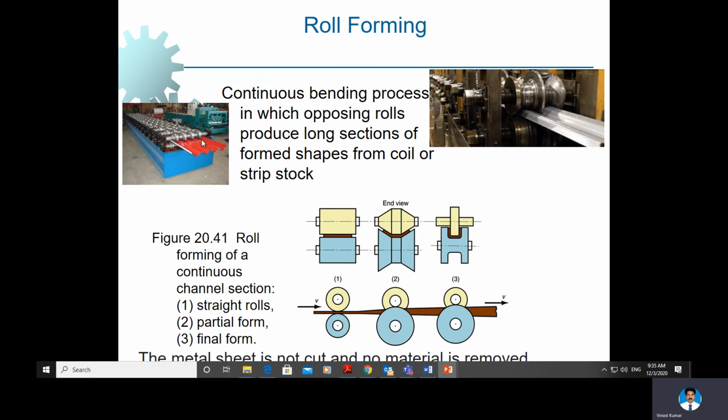So roll forming, several rollers, this is a continuous roll forming process. Several rollers are used like a series connection. So the forming process takes place in stages. There are three types: straight rolls, partial form, and final form. So initially the material will get compressed, the material will deform, and a series of rollers are connected. The final shape is decided by the final set of rollers.